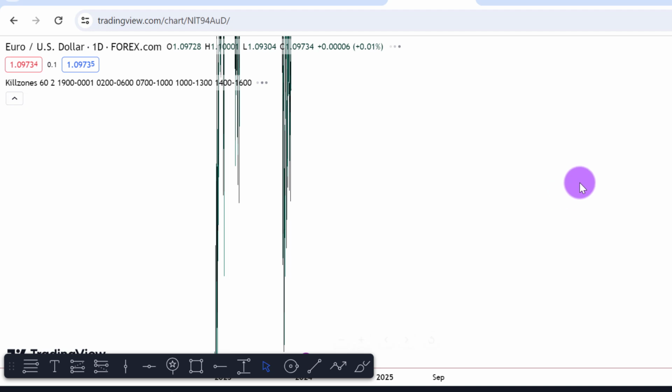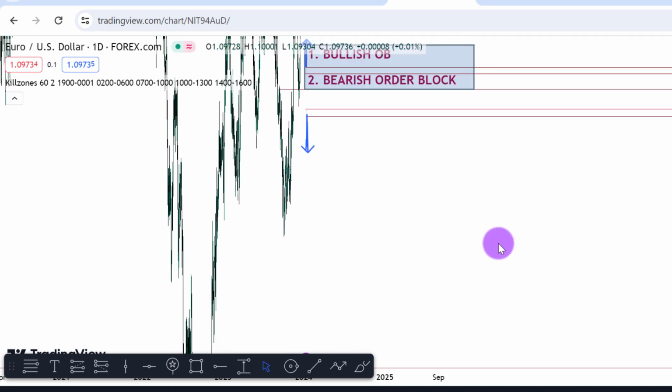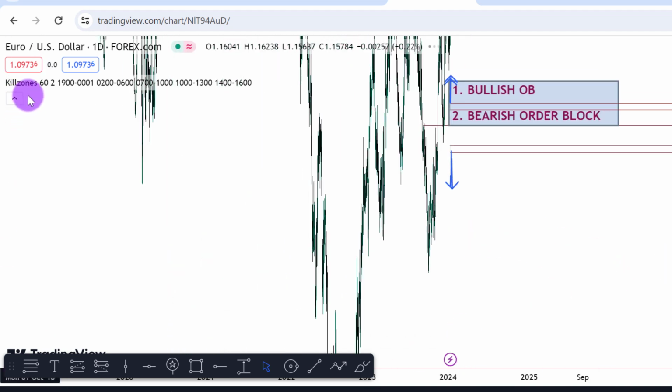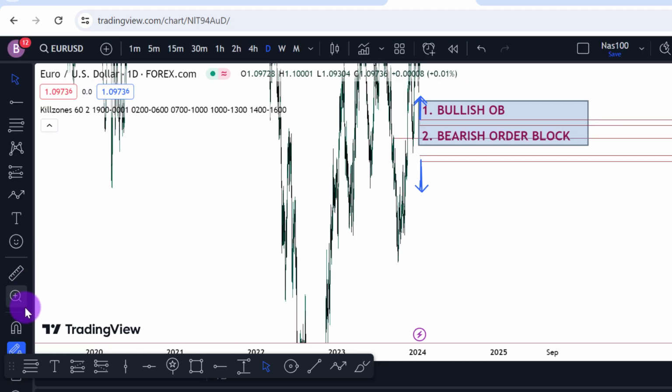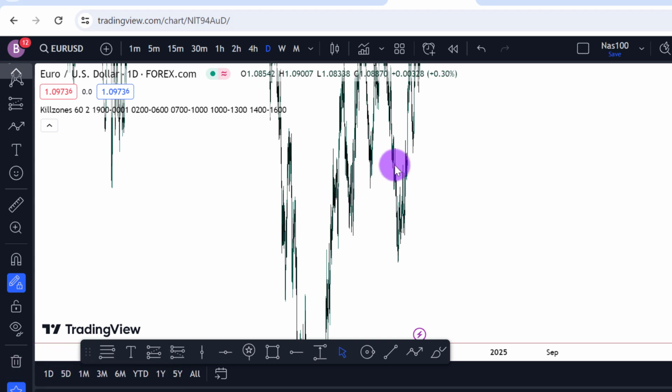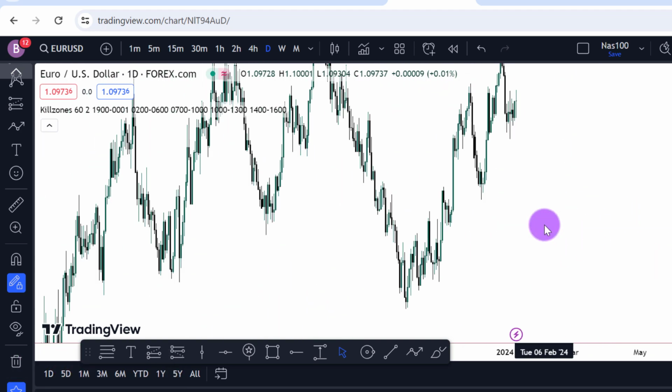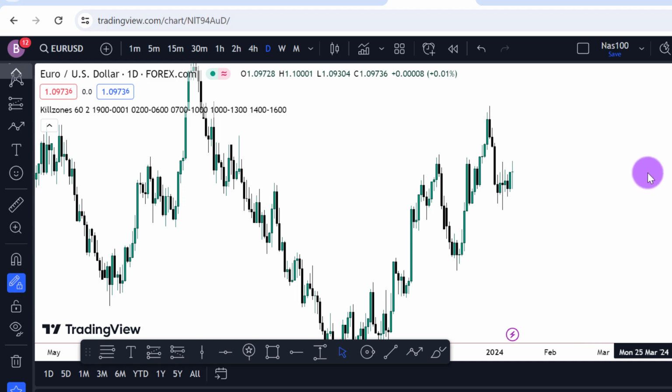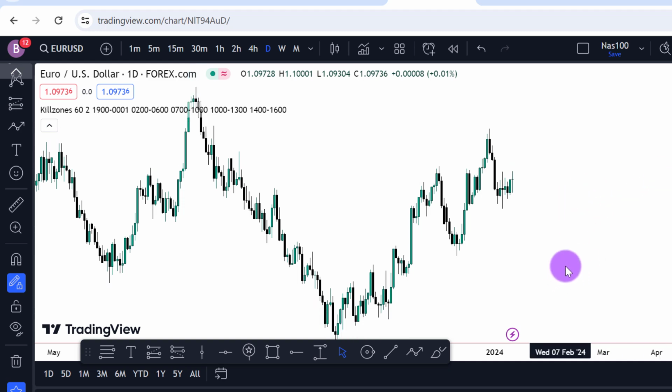clear market structure on the daily time frame, because the higher time frames will always, remember, the higher time frames will always supersede the lower time frame. So that's why you need to make sure that your analysis is in line with the higher time frame overall institutional order flow or market structure.